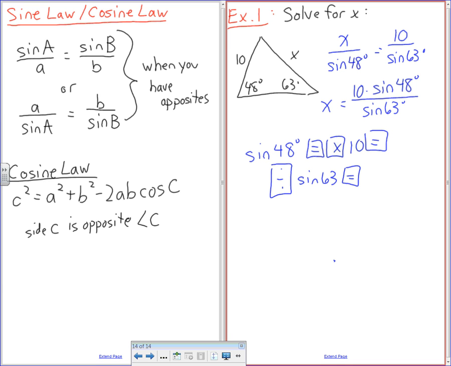As long as you can do it on your calculator, 10 times sine 48 divided by sine 63. I'll give you all 10 seconds to do it. I'll go to one decimal place. What did you get there? 8.3, that's better, okay?